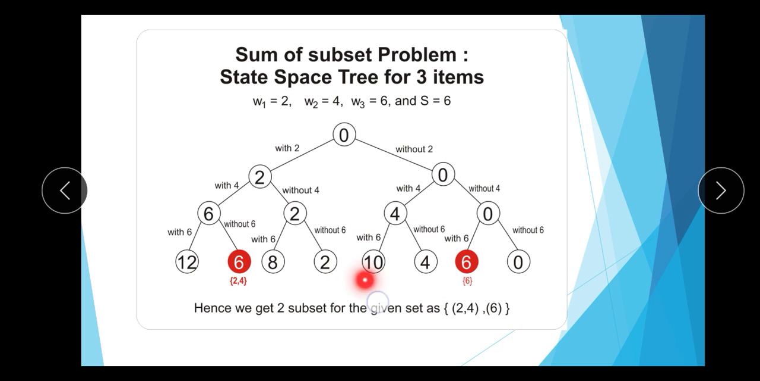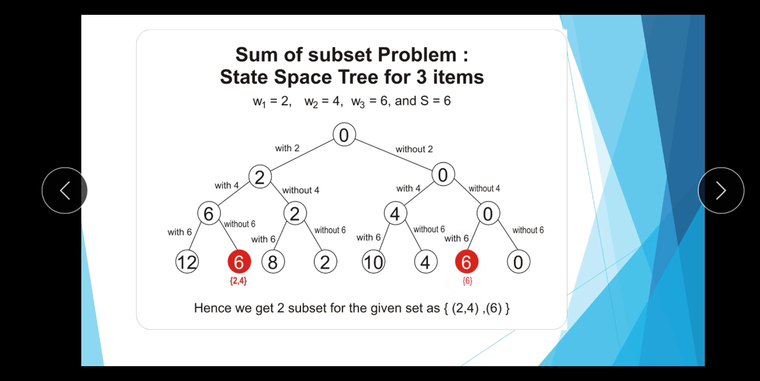Now here also we bound this path because 10 is greater than 6, so we are not getting the solution. In this case also we bound this path because 4 is smaller than 6, so we are not getting the solution. So we move to the next branch, without 4. We are not selecting the second element, so we are not selecting any element, and it becomes 0. Now we select the third element, 6. So with 6 and without 6.